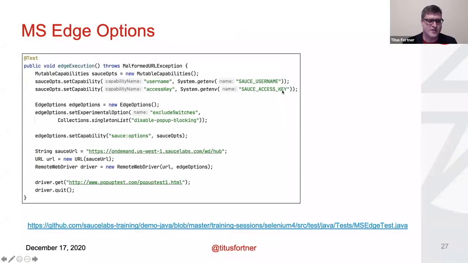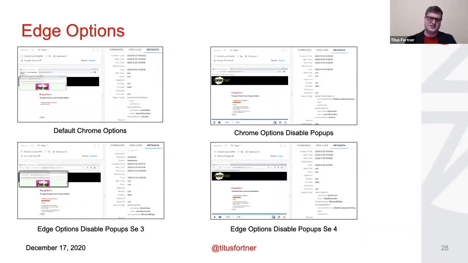And this is showing the edge options. Like I was saying, I'm using Sauce Labs for this, but the edge options, if you're just using edge options and you're trying to exclude disable pop-up blocking, this is not going to work in Selenium 3. This code will work in Selenium 4. And this is the kind of interesting thing that you might not know about.